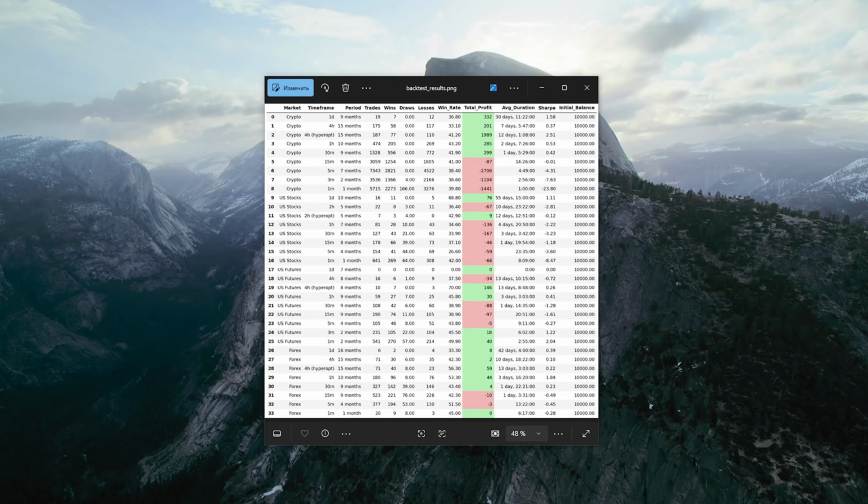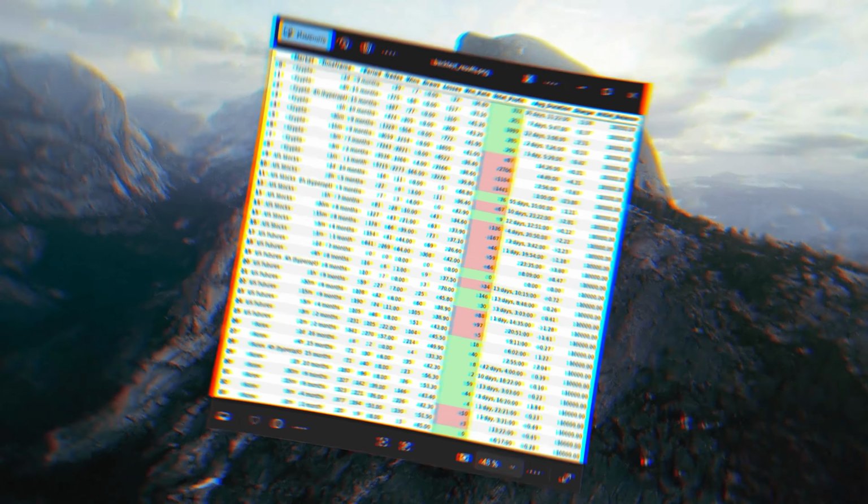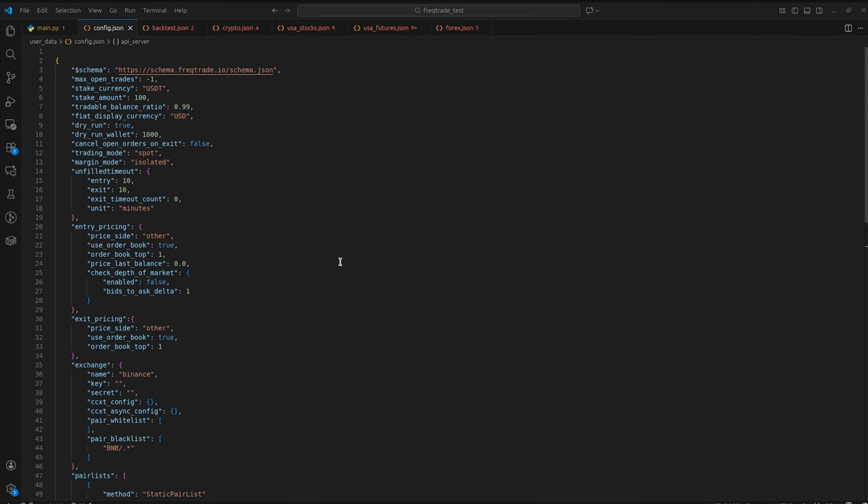And here is the final results table. We'll discuss it in the end. Now let's check our code, starting with some config files.